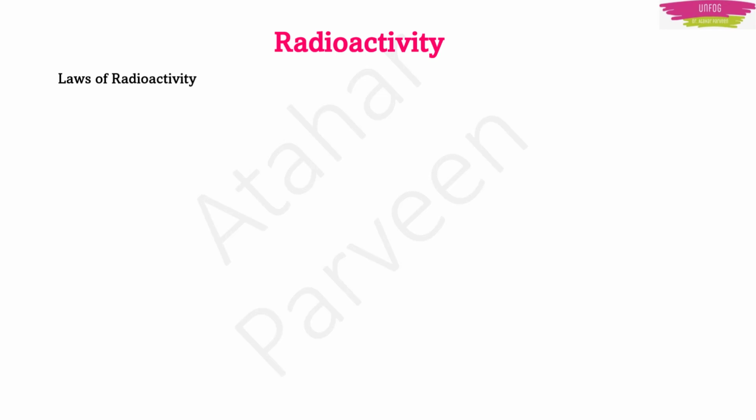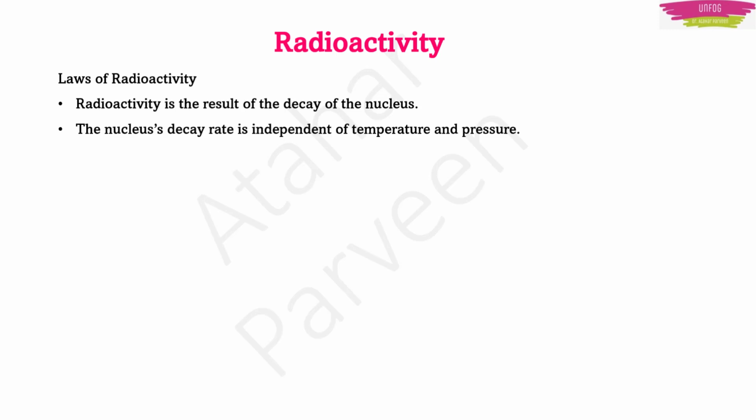Now let's talk about a few laws of radioactivity. Means some told rules and untold rules also, just to take them as points. Radioactivity, first of all, is the result of a decay of the nucleus. Second point is that the nucleus decay rate is independent of temperature and pressure. Means the speed of the nucleus decay is independent of temperature and pressure.